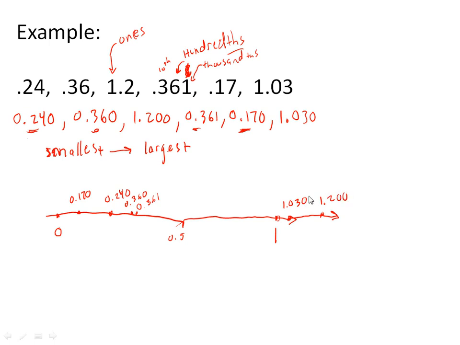So by adding these zeros right here, it really helps us, and saying it out loud really helps us to see which is bigger. 1 and 30 thousandths is not as big as 1 and 200 thousandths. Okay? So that's why we add the 0 placeholders. This is how you put decimals in order from least to greatest on a number line.